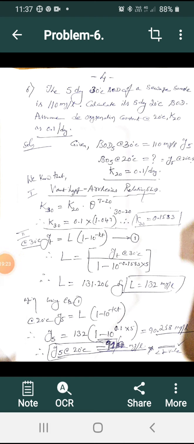Monday onwards your internals will start. I have solved many problems. Try to repeat all these problems, and they will be coming for the second internals. IA2 will cover the second half of module number 2, and the first half will be in the first internal. So module number 1 and half of module number 2 is the syllabus for your internals.